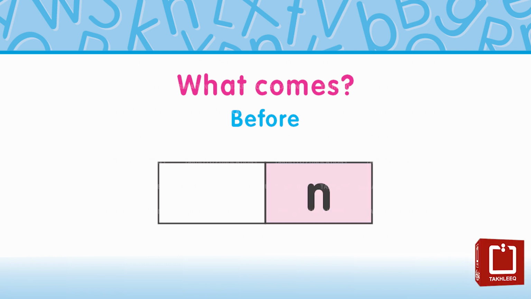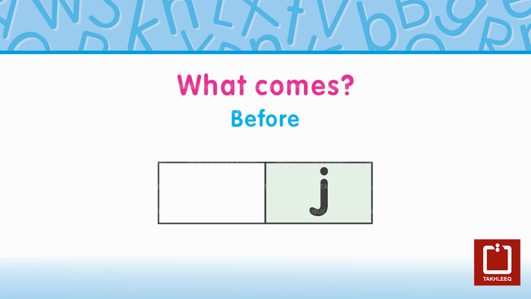What comes before N? First we say M, then N. M, N. M comes before N. So we write here M.